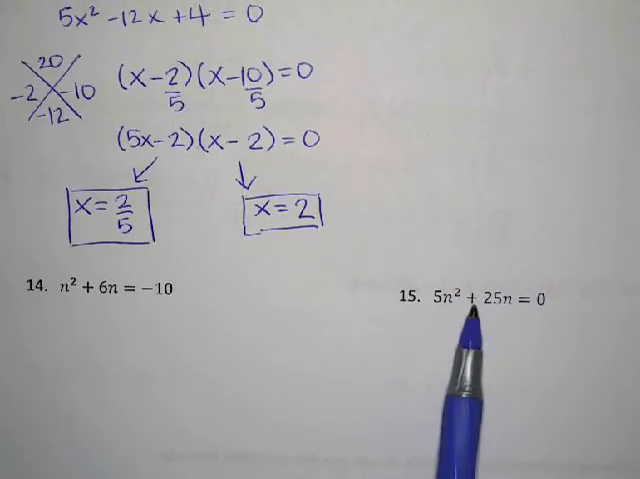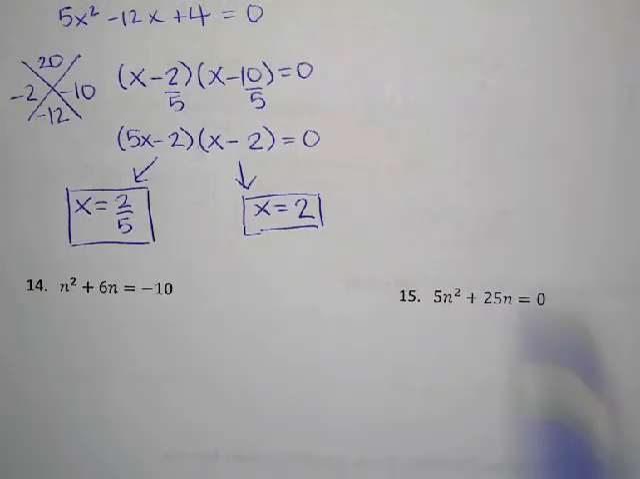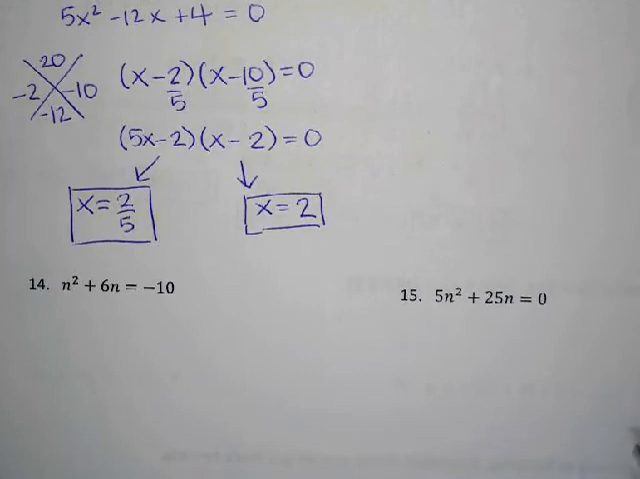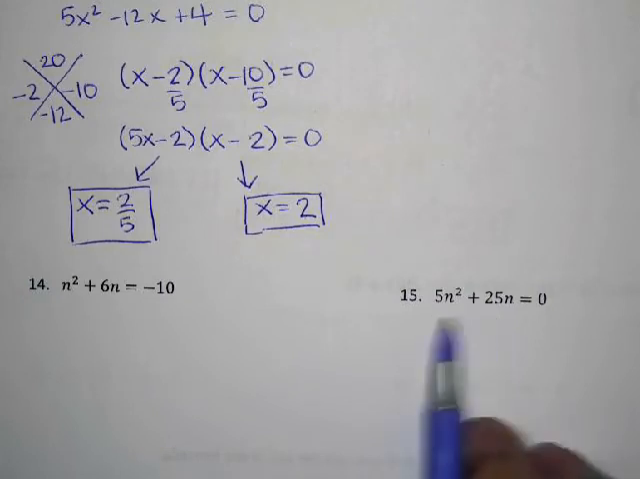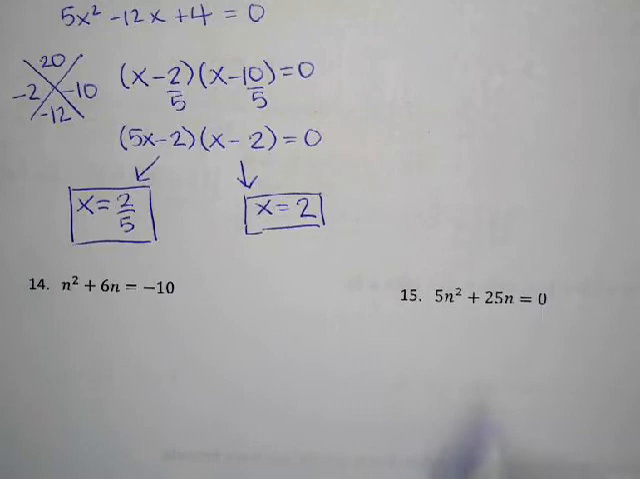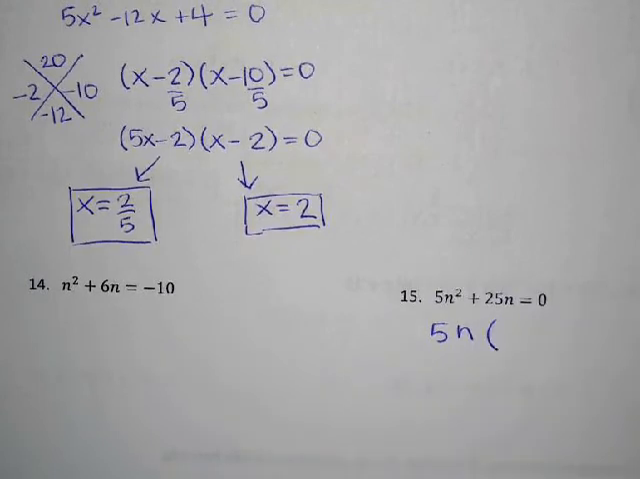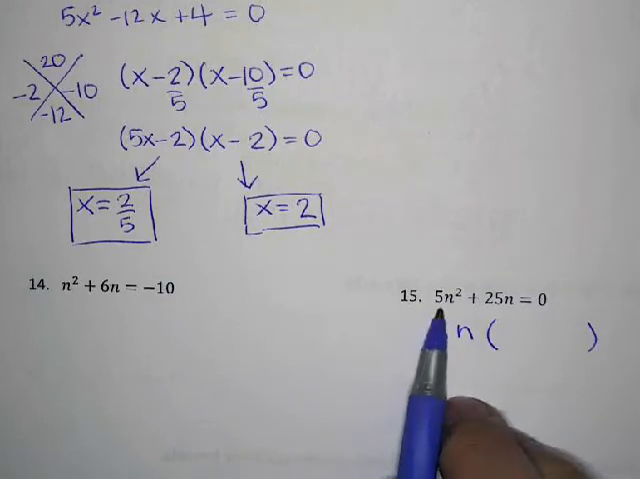So what can we take out? What's the GCF that we could take out that divides into both of them? 5. What about the variables? N, okay. So we're going to take out a 5n. And for the first term, if you take out a 5n, what's left over? There's something, because this is an n and that's an n squared. N, okay. And for 25n, if you divide out 5n, what's left over?